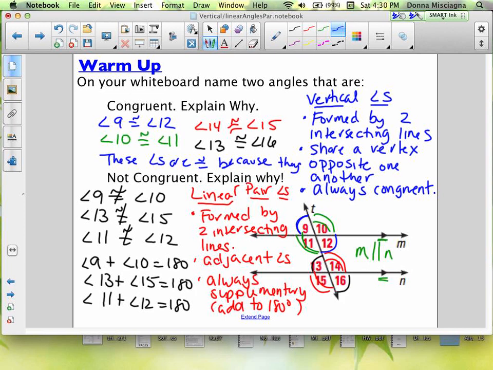Oh, can I fit it all in? Yes. Oh, I fit it all in.